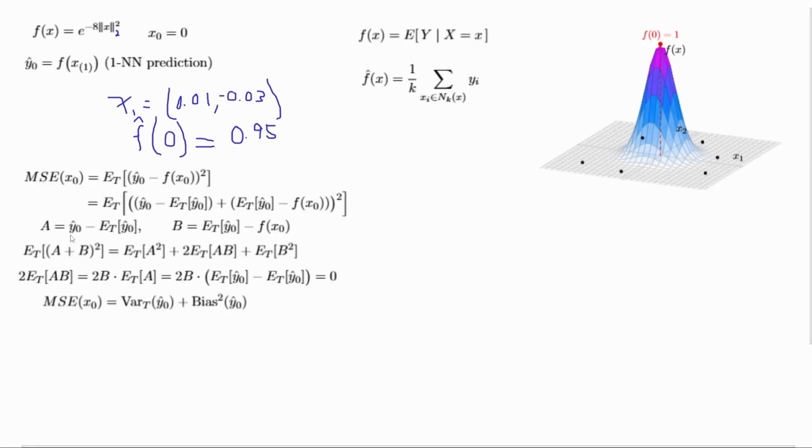So a is the y hat minus the expected value of y hat. So this is how much our prediction varies, depending on the average value of our prediction. So you can think of it as the variance of our prediction. On the other hand, b is the expected value of our prediction minus the actual true value at that point. So the bigger the difference, the bigger the bias. And so this is the bias term, and so we have the bias squared here.